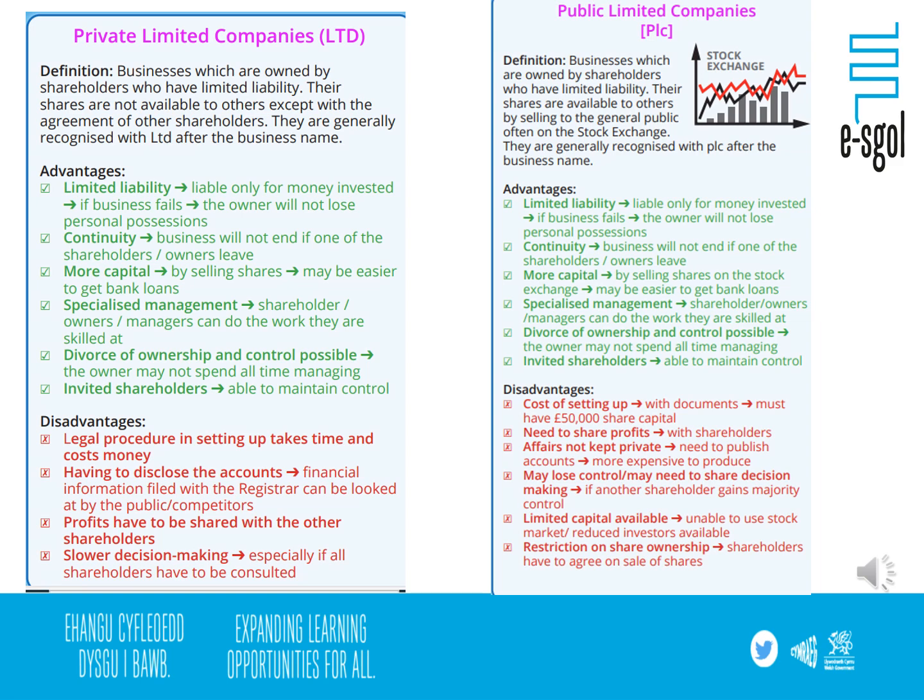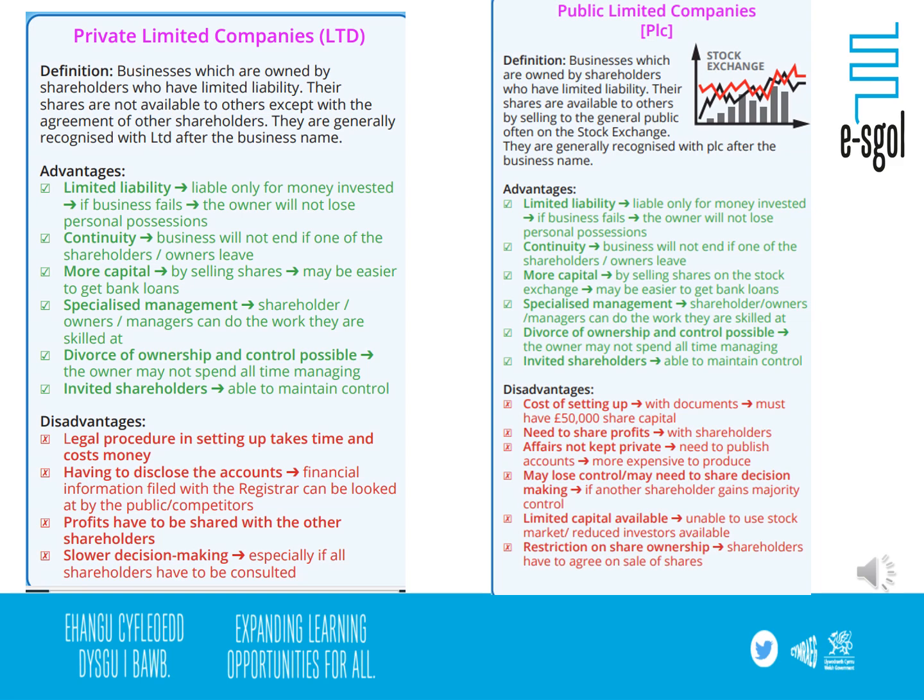If you see the letters PLC, that means it's a public limited company. So you've got, again, limited liability, so you're only liable for what you've invested. You've again got continuity. Again, you've got more capital. Very similar to the things here. And you're able to invite shareholders and able to maintain control. However, if you're setting up on the stock exchange, that is not going to be possible.